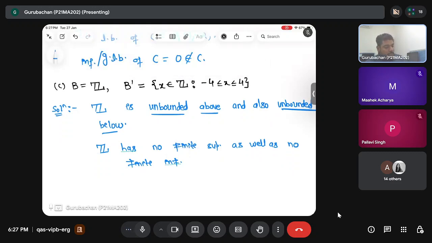What about this set we are denoting as B, or in fact you can keep it as Z also? What about B dash? Is B dash bounded above and bounded below?